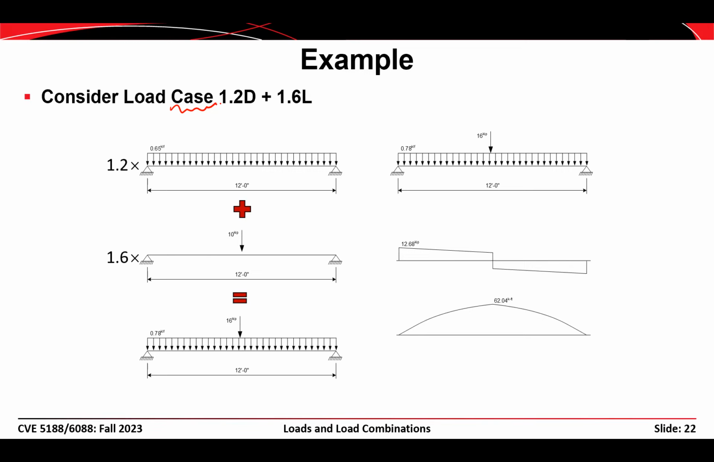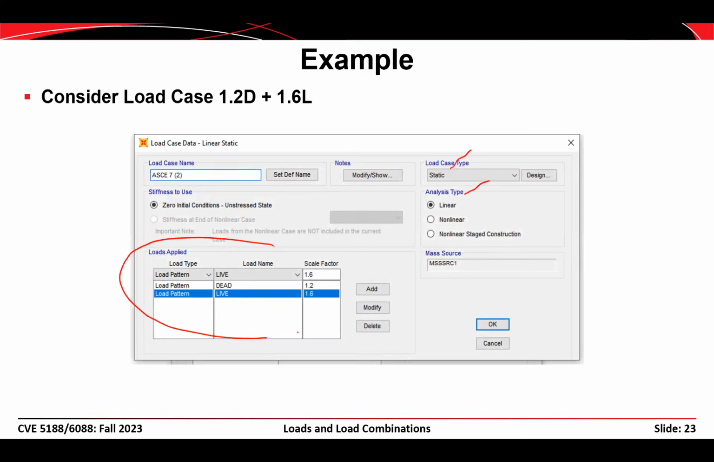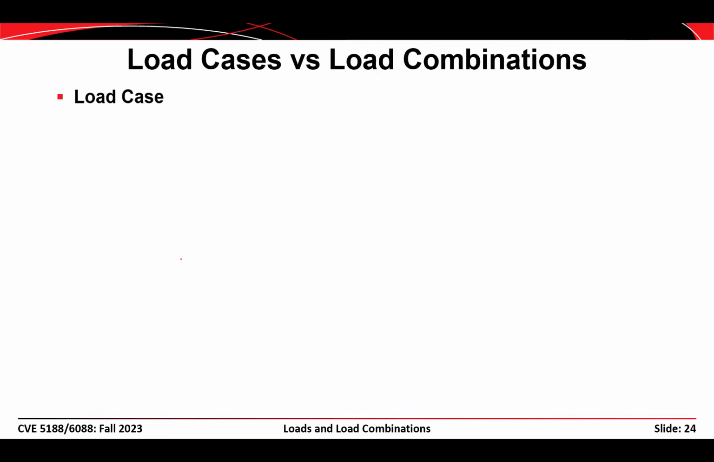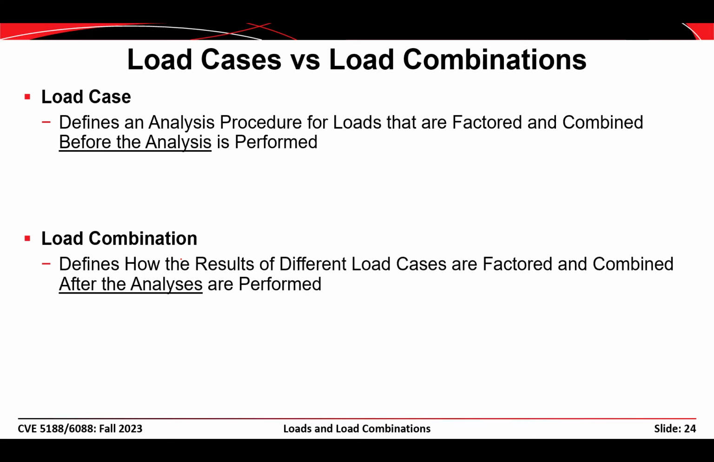So the difference between the combination and the case is that with the combination, we're factoring the results from individual cases or individual analyses. Whereas if we define this as a load case, we're factoring the loads first and then doing one analysis at the factored load level. And this would be defined in the load case definition like this, where we have still a linear static analysis over here, but now the loads that we're putting on the structure are defined here in the load case definition, as opposed to being defined in the load combination definition. And that's stated right here, the difference between a load case and a load combination.